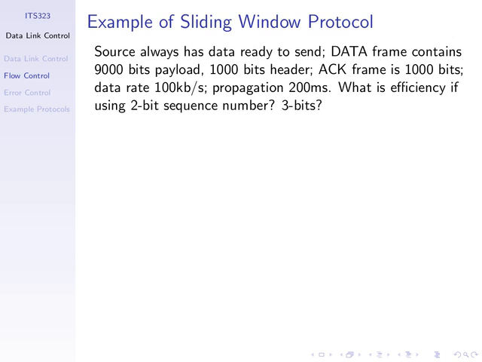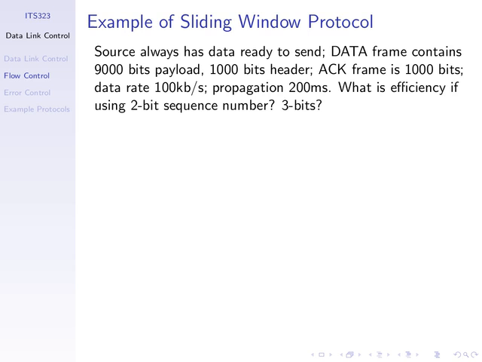So with a data rate of 100 kilobits per second, 10,000 bits divided by 100 kilobits per second is 100 milliseconds. And similarly, the ACK transmission time is 10 milliseconds. Propagation delay, 200 milliseconds. The other delays, processing and queuing, we will assume 0. And in this example, we'll assume that we've got a lot of data to send. We've always got data to send.